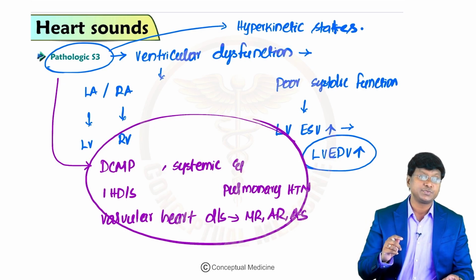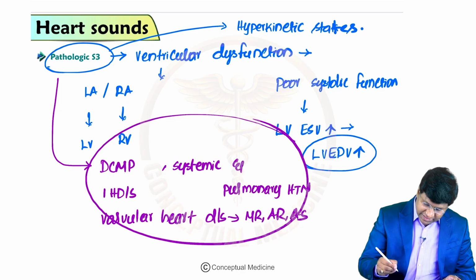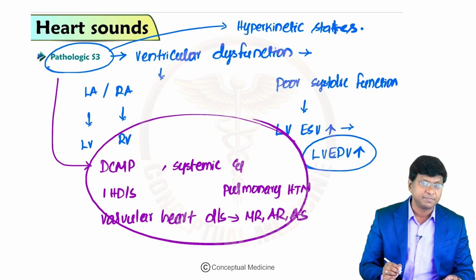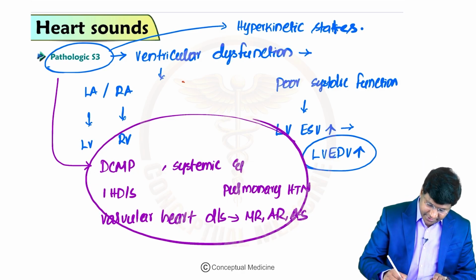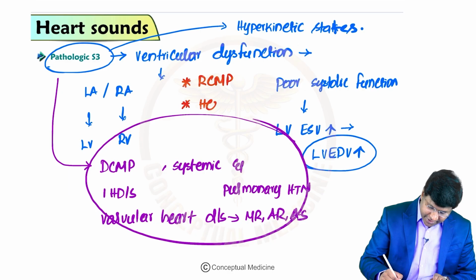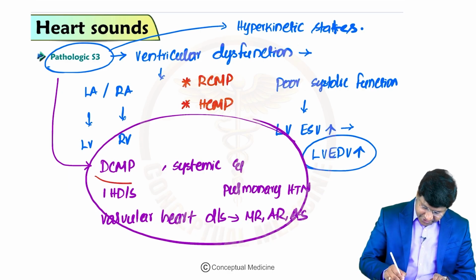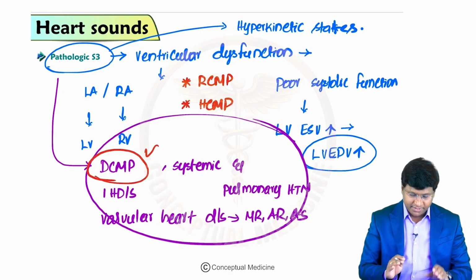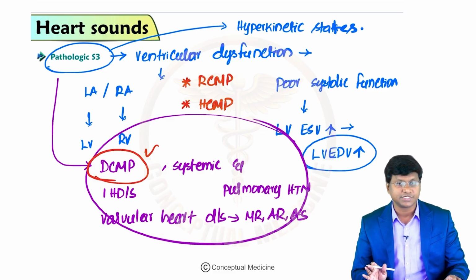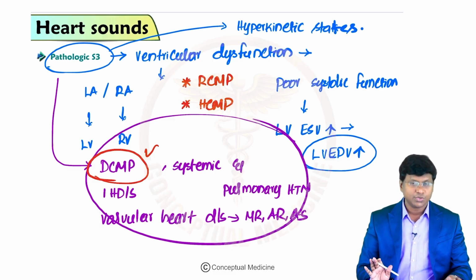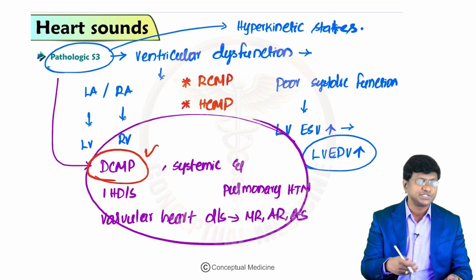Then in patients with the cardiomyopathies, what are those cardiomyopathies where you have the presence of the pathological S3? That is in patients with restrictive cardiomyopathy, as well as hypertrophic cardiomyopathy, as well as dilated cardiomyopathy. After having discussed the S3, now let me show you the questions which I have discussed.